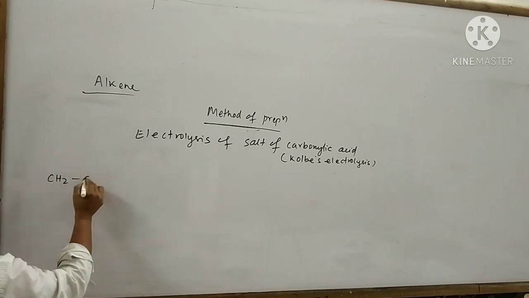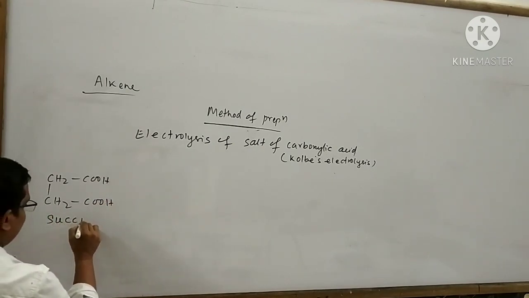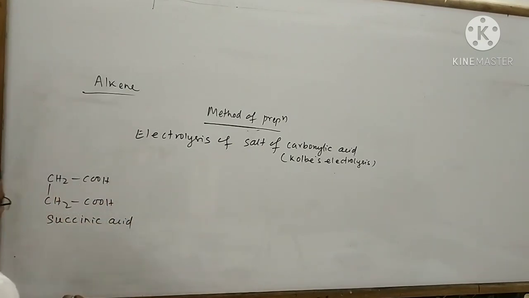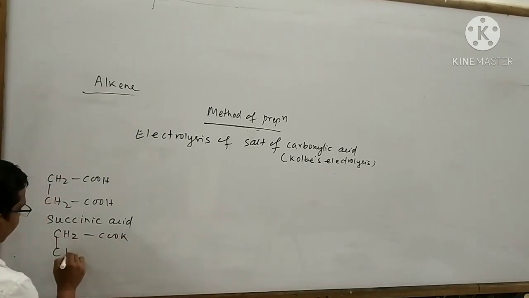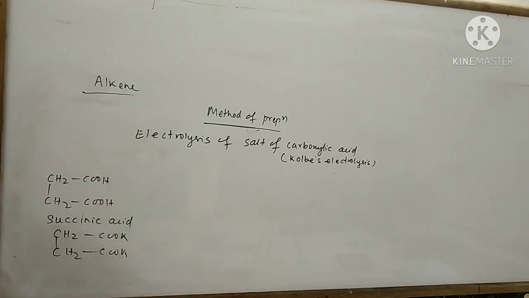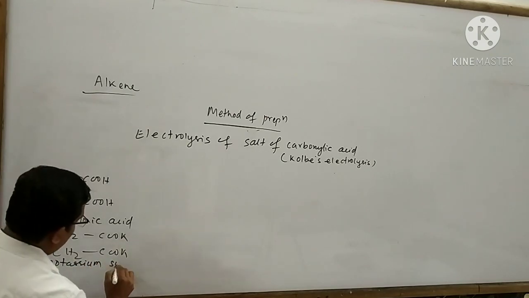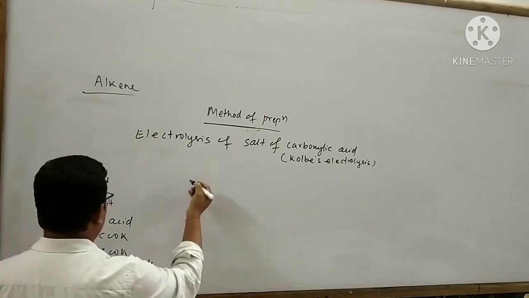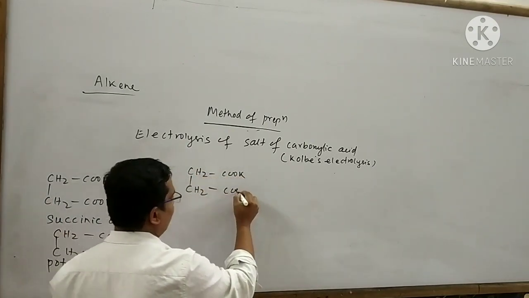The structure of succinic acid is written like this. This is the structure of succinic acid. Then the structure of potassium succinate is drawn like this. Just remove the hydrogen atom and attach the potassium atom. Then we can draw the structure of potassium succinate. Now take potassium succinate and subject it to electrolysis.